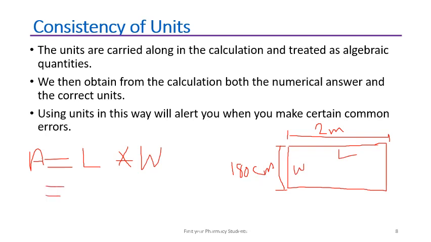So the area equals 2 meters times, we need to make the units consistent. This unit is in centimeters, this unit is in meters. We need to convert the centimeters to meters, so 1.8 meters. In this way, the area will be 3.6 meters squared.